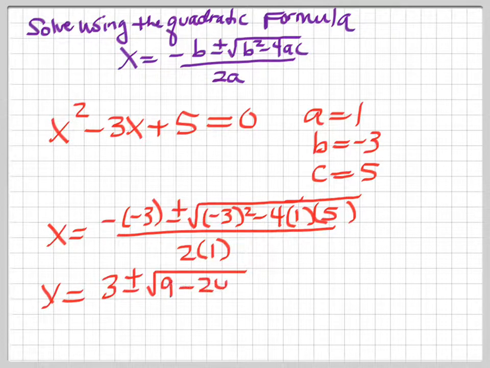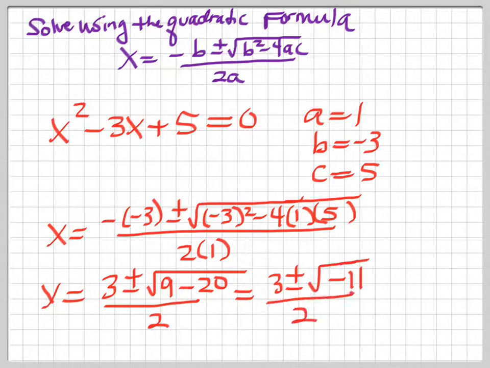Alright, so next I'll simplify. So I'll get 3 in the front, and then inside my radical I'll get 9 minus 20, over 2. And remember, we can work with complex numbers. So I have 3 plus or minus the square root of negative 11, which is okay, but I can't leave the negative inside the radical, so I'll have to take it out as i.